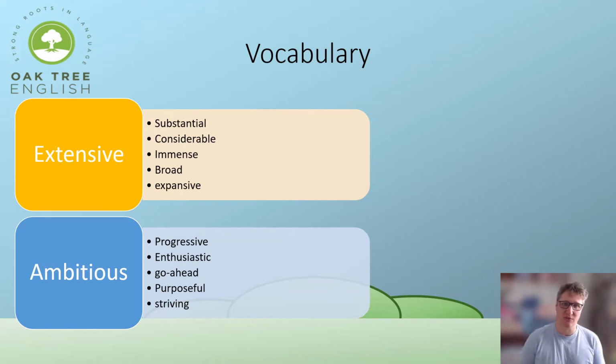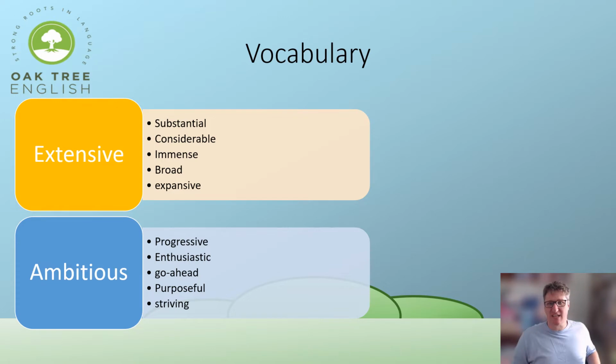Now, when you use a thesaurus, do this when you're writing your essays, but don't say extensive more than once. Use extensive and then use substantial, considerable, immense, broad, expansive. Use words like this. Don't say big, say grand, huge, vast, monumental, immense. Don't say small, say minuscule, minute, mini, paltry, puny.